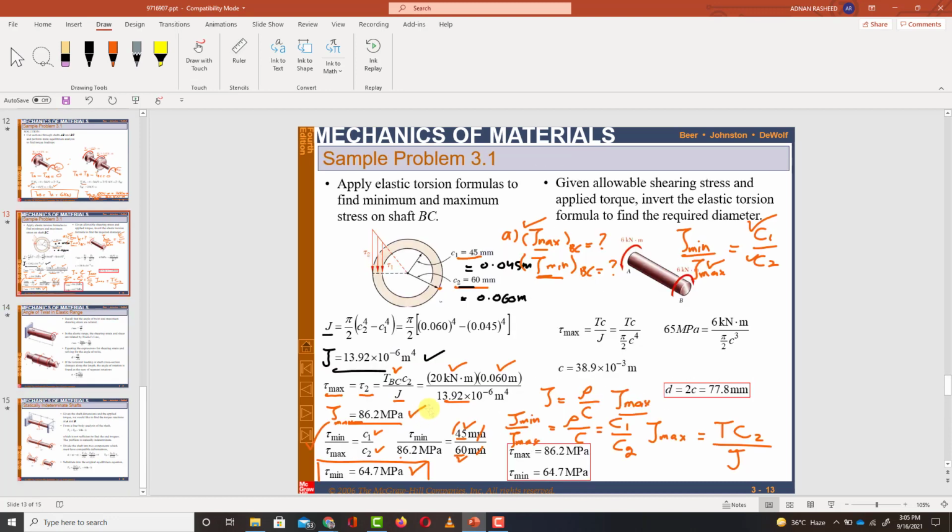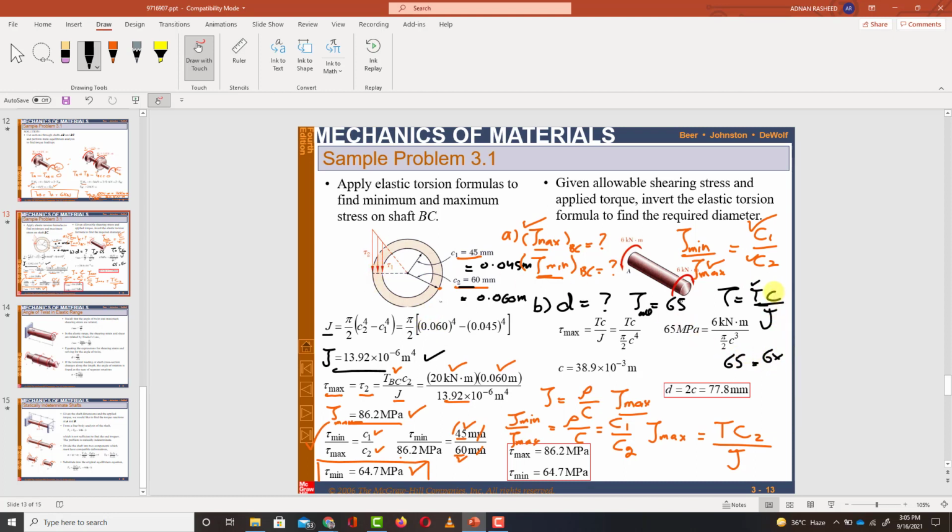Then we will move to the second portion. The first part of this problem has been calculated. The second part was to find D for AB and another shaft BC, for which the shearing stress should be 65 megapascal allowable. So you know that shearing stress is equal to TC over J. Now this shearing stress is 65. Torque in AB was also calculated, that was 6 kilonewton.